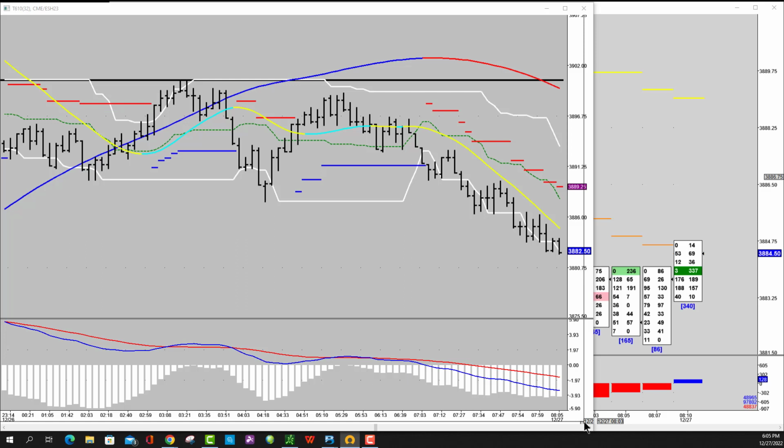The faster one that goes from yellow to a light blue, and they change colors based on their slope, that's a 55 period Hull. And the slower one, which would be a longer term moving average, is 233. That is also a Hull moving average. The white channels that you see are called the Donchian channels, and they are 20 bars offset 2 to the right.